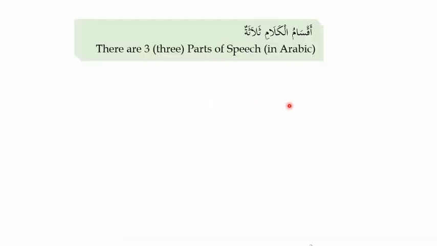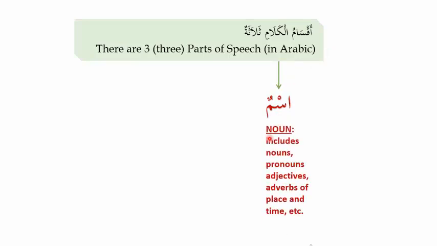The first thing we're going to be dealing with that you already know, alhamdulillah, is Aqsamul Kalami Thalathatun. There are 3 parts of speech in Arabic. Al-Ismu or Ismun, which is normally translated as nouns. And this includes nouns, pronouns, adjectives, adverbs of place and time.